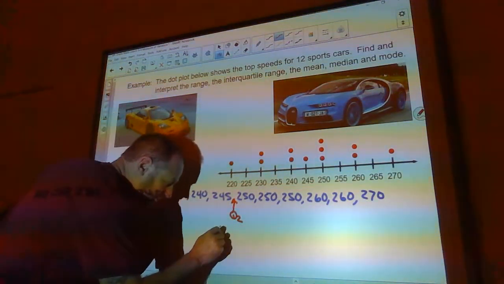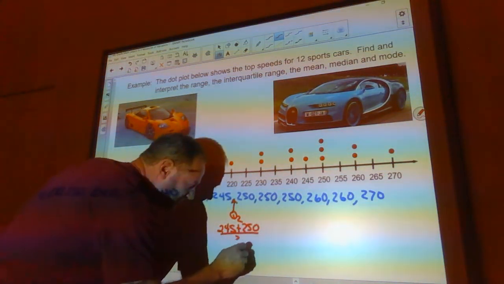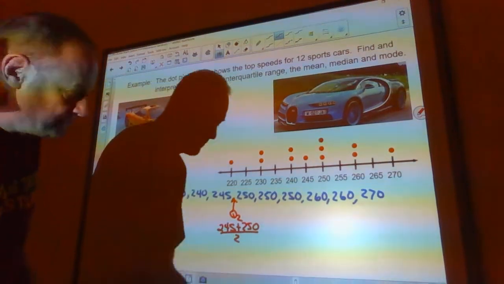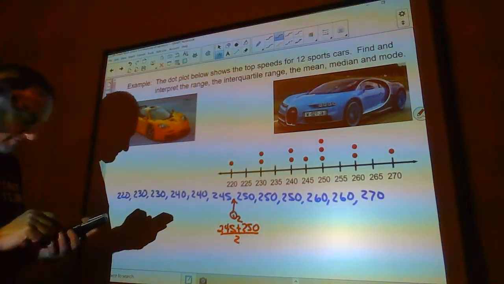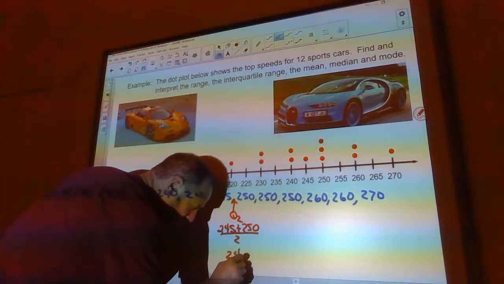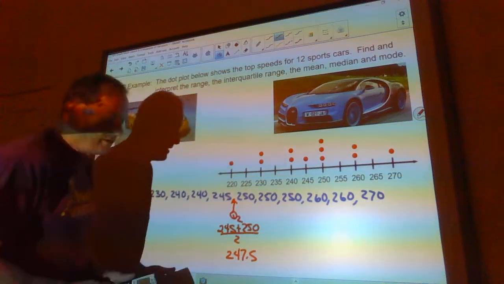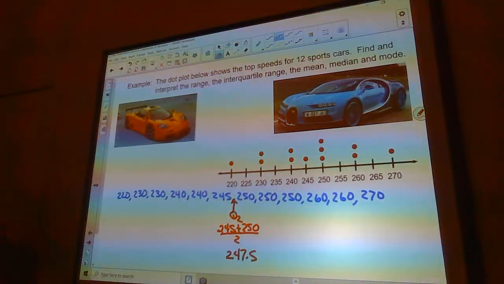So that's going to be 245 plus 250 divided by 2. Okay, so 245 plus 250 divided by 2 is going to be 247.5, which I should have been able to do in my head, but not at this time of night. Okay, so there's Q2.